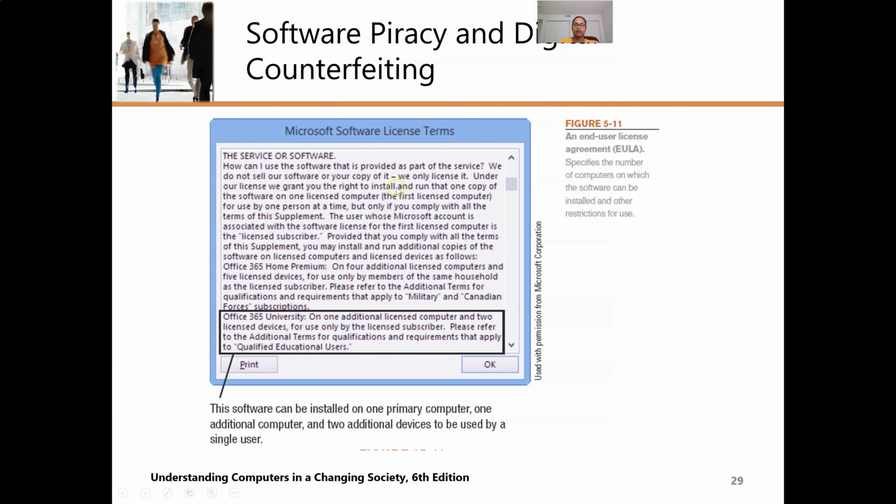I'm sure all of us would have seen such a screen. Have you ever read the complete contents of it? I encourage you to read it at least once. I agree that it's a big, lengthy message, but it's always advisable to read it. So this software can be installed on one primary computer, one additional computer, and two additional devices to be used by a single user. That's what this statement says. If you violate any of these rules, you would be doing software piracy.